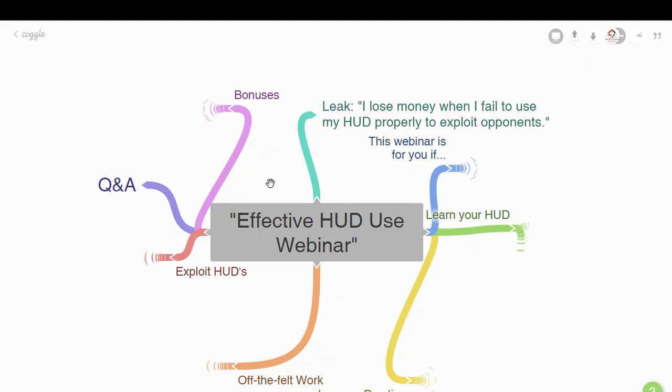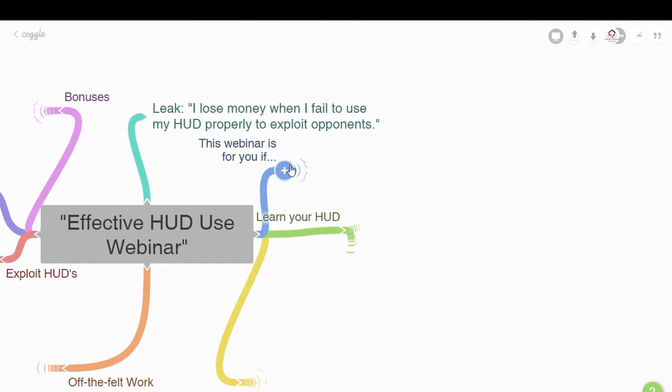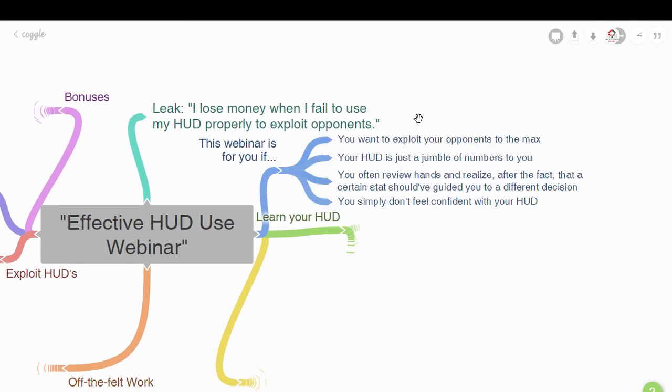Alrighty, here's the mind map for the Effective HUD Use webinar. First, with this webinar, I am helping you plug the leak of losing money when you fail to use your HUD properly to exploit opponents. So how do you know if this webinar is right for you? Well, you want to exploit your opponents to the max. Your HUD's just a jumble of numbers for you. Maybe you often review hands and realize after the fact that you missed out on some stats, or maybe you simply don't feel confident with your HUD.